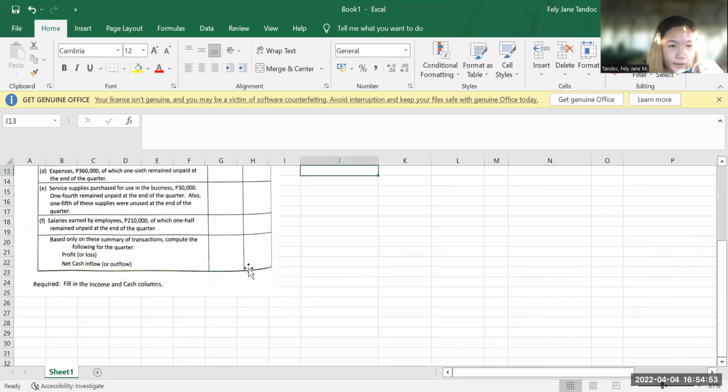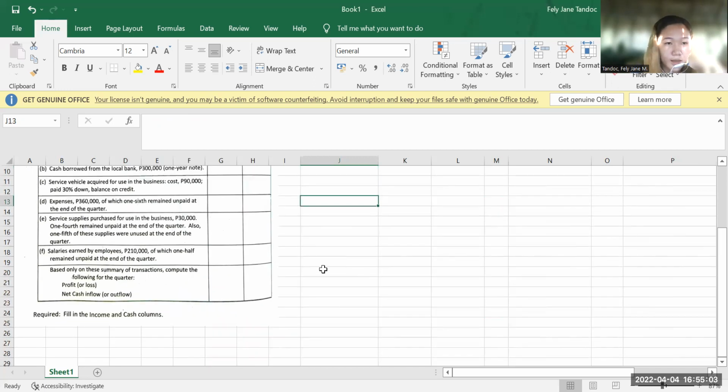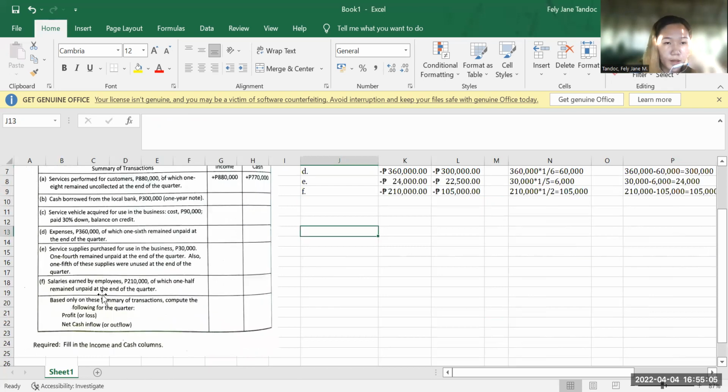It says here, based on this summary of transactions, compute the following for the quarter: profit or loss, and net cash inflow or outflow. So, let me stop sharing for now.